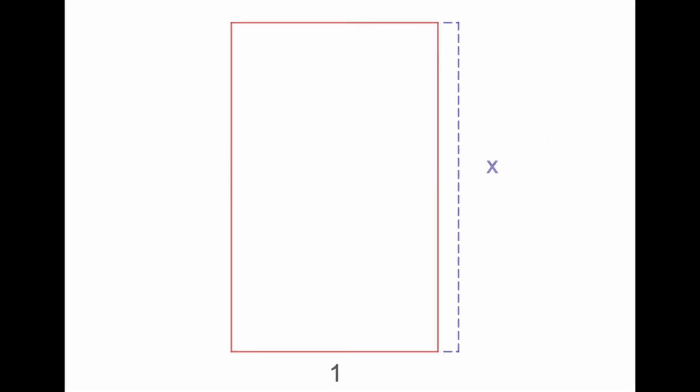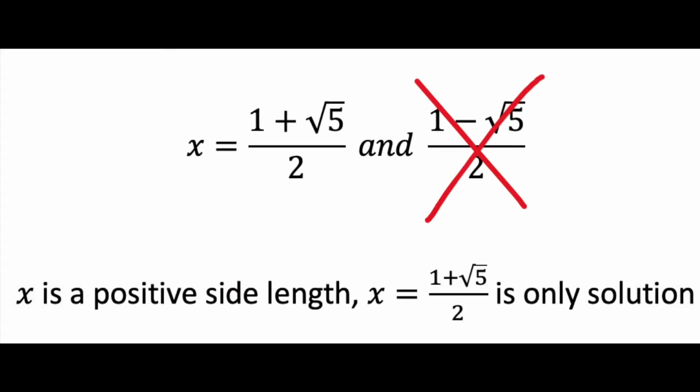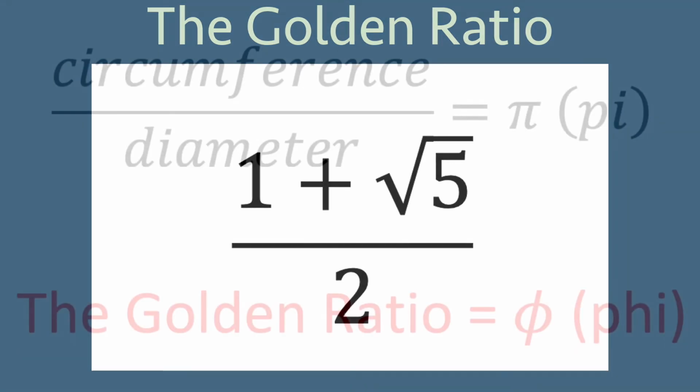However, since x is the side of a rectangle, we cannot consider (1 minus the square root of 5) divided by 2 as a solution, since the square root of 5 is greater than 1, making (1 minus the square root of 5) divided by 2 negative. Thus, the only positive solution for x is (1 plus the square root of 5) divided by 2. And if we take the ratio of sides from the original rectangle, x divided by 1, we find that the value of the golden ratio is (1 plus the square root of 5) divided by 2.